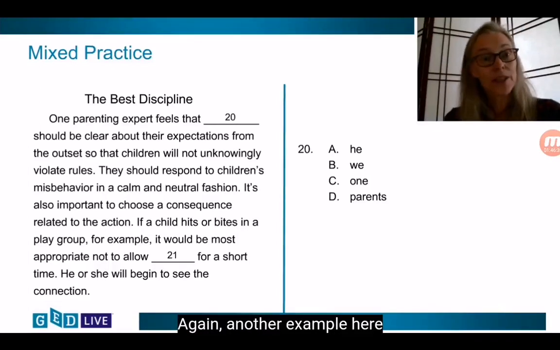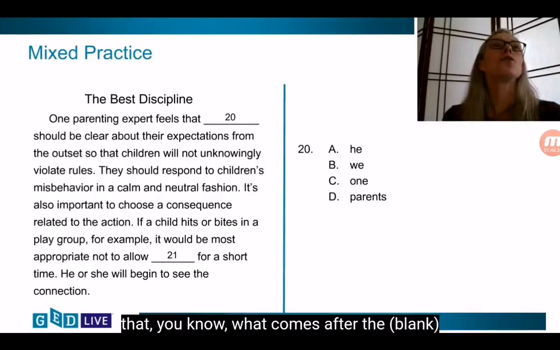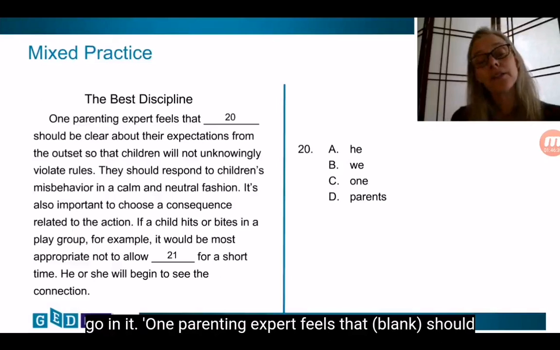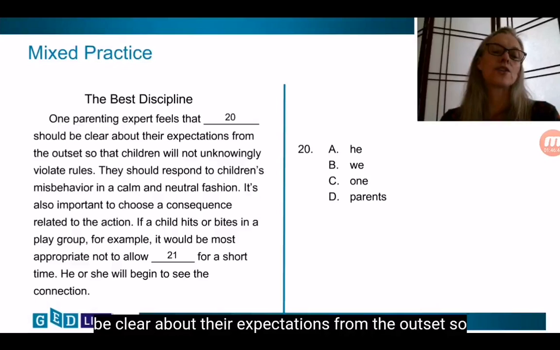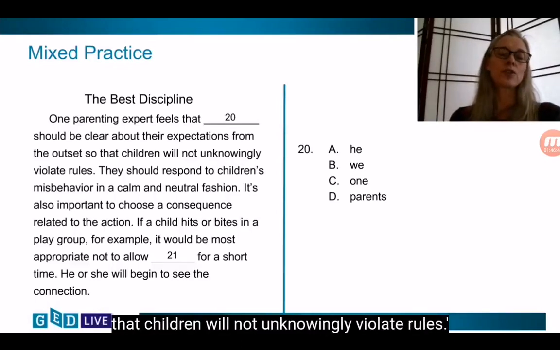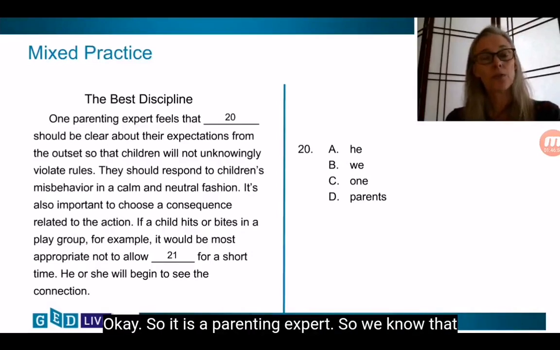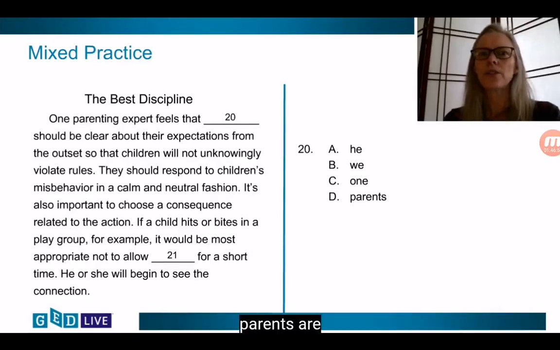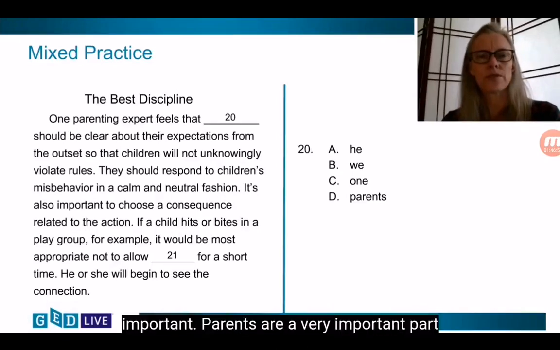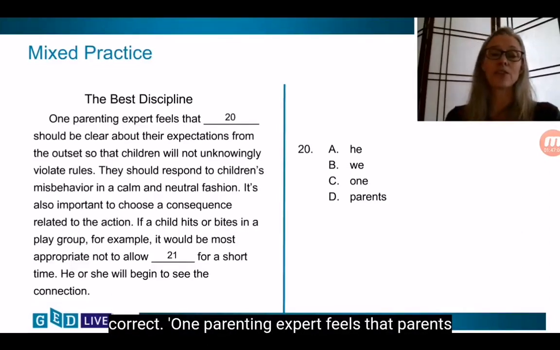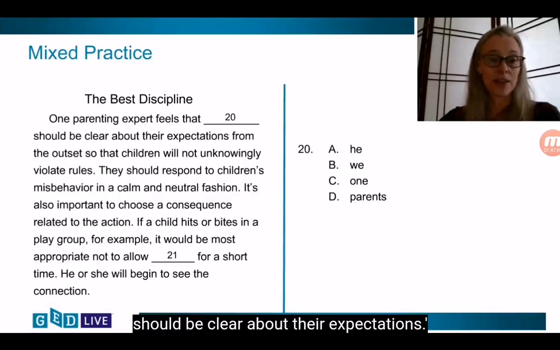Again, another example here that what comes after the blank is going to be really useful to determining what should go in it. One parenting expert feels that blank should be clear about their expectations from the outset so that children will not unknowingly violate rules. Okay. So it is a parenting expert. So we know that parents are important, right? Parents are a very important part of this passage, which suggests that D is probably correct. One parenting expert feels that parents should be clear about their expectations.